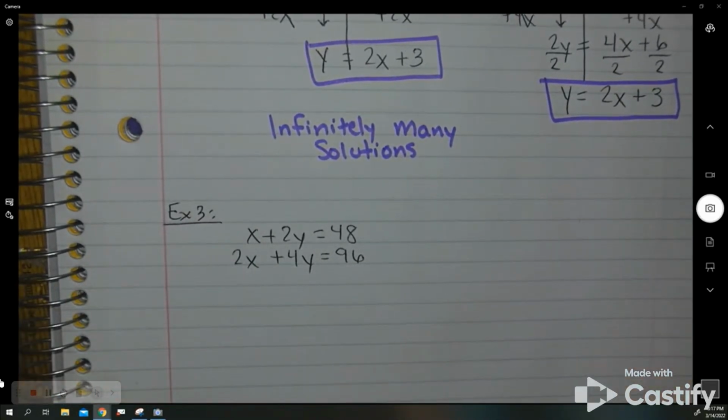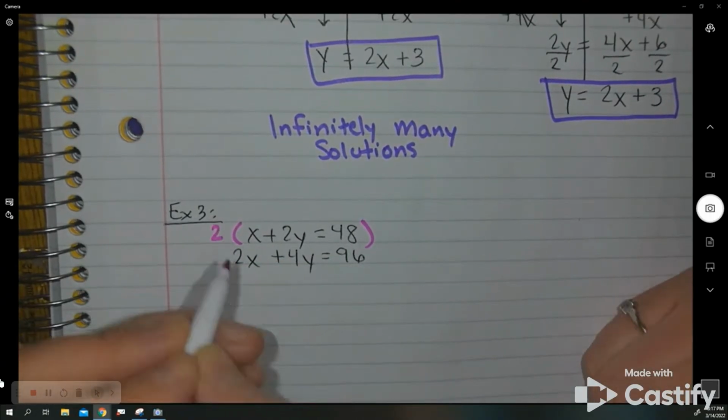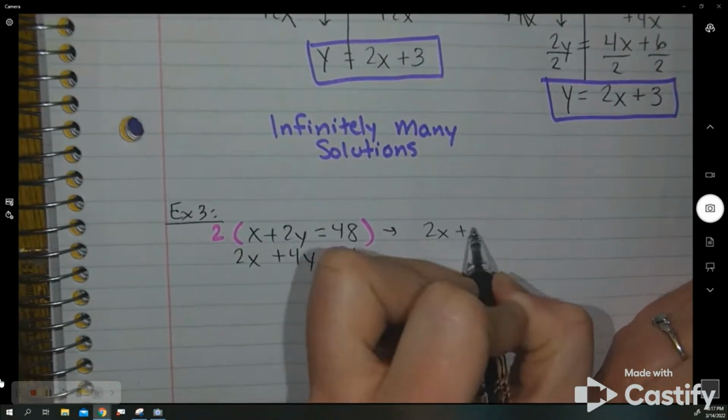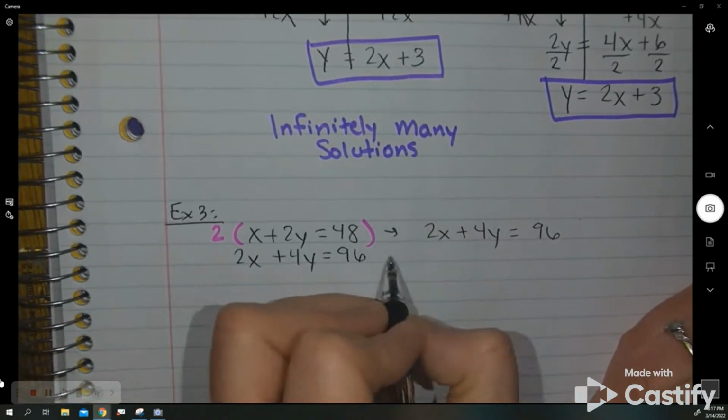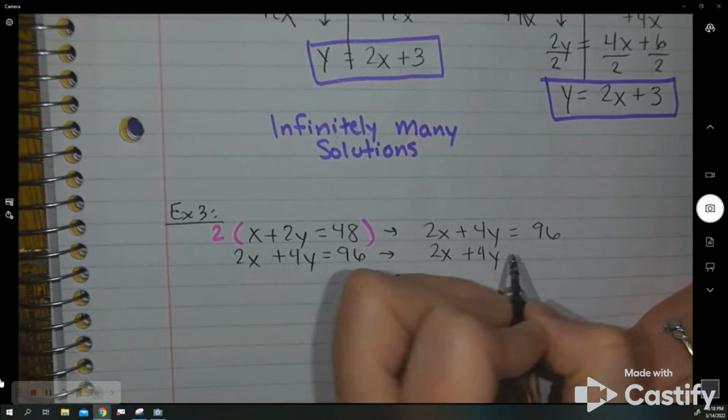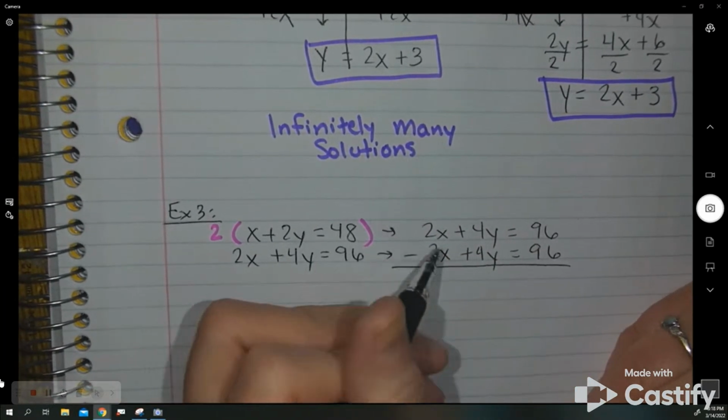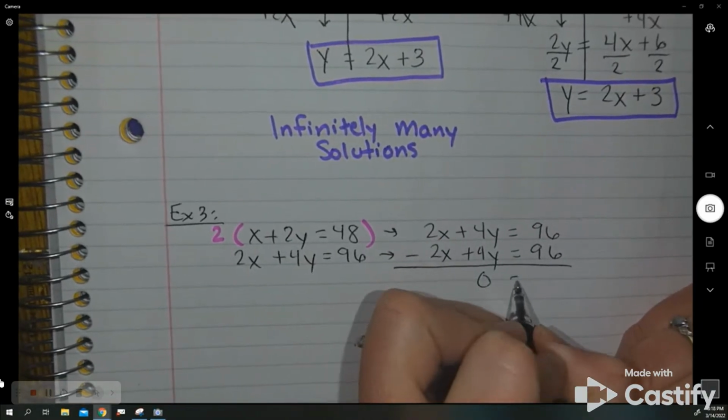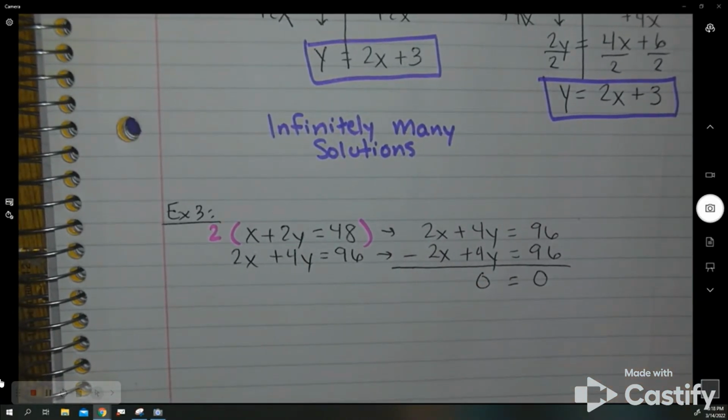So I actually choose this top equation here, and multiply that all by 2. So I have 2x plus 4y equals 96, and then I have 2x plus 4y equals 96, and I'm going to subtract. 2x minus 2x is 0, 4y minus 4y is 0, 96 minus 96 is 0. So I've discovered that 0 equals 0. So I know that this means I have infinitely many solutions.